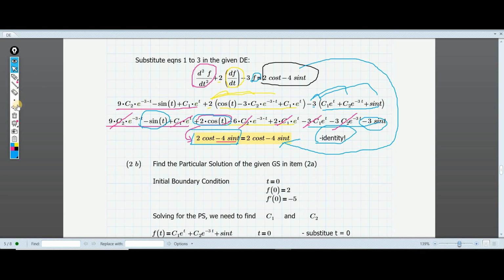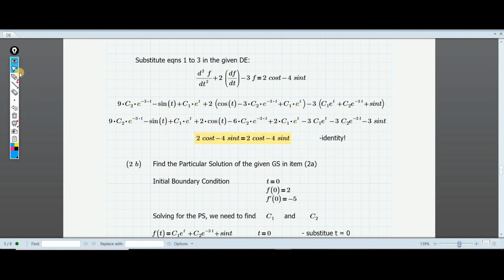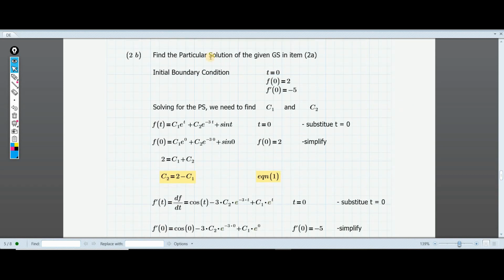Now, hanapin naman natin yung particular solution nung given natin sa task kanina. So, here we have, find the particular solution of the given general solution in item 2A. Ano ba yung general solution ulit natin kanina? Ito yon, yung general solution natin kanina.